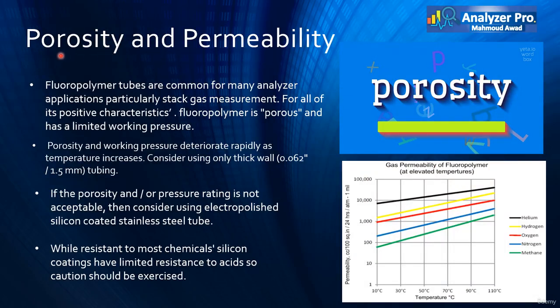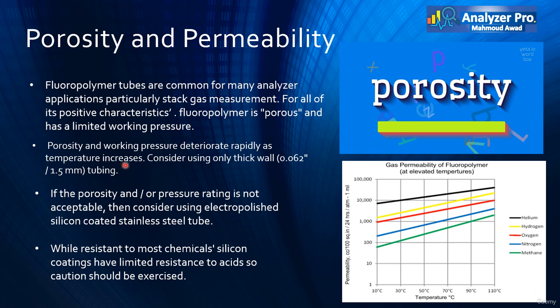The second point to consider is porosity and permeability characteristics of the material selected. Porosity is a measure of the empty spaces in a material. Permeability is the passing or permeation of a gas or vapor through a solid substance. Fluoropolymer tubes are common for many analyzer applications, particularly stack gas measurement, for all of its positive characteristics. Fluoropolymer material is porous and has a limited working pressure. Porosity and working pressure deteriorate rapidly as temperature increases.